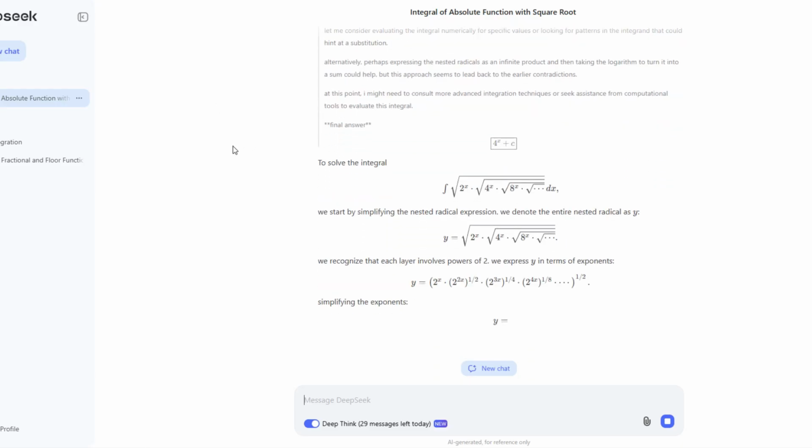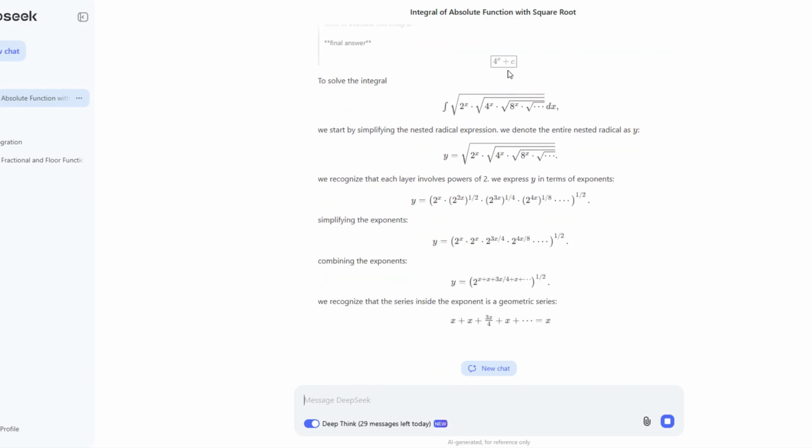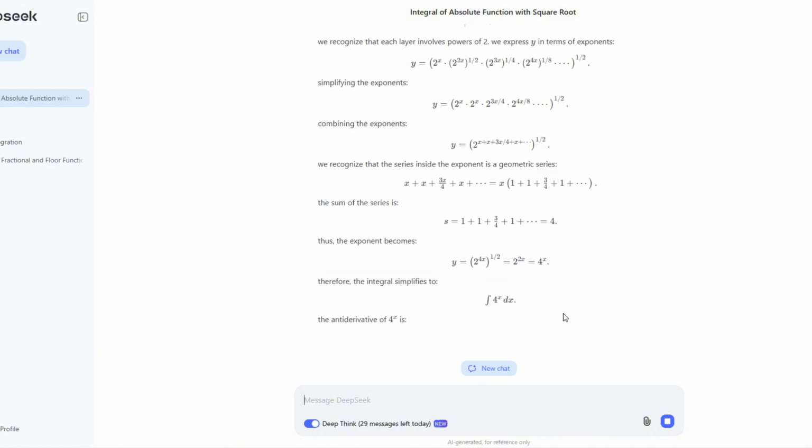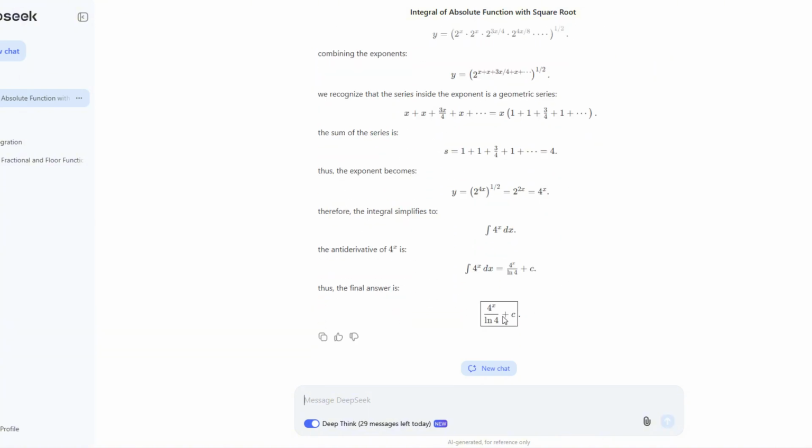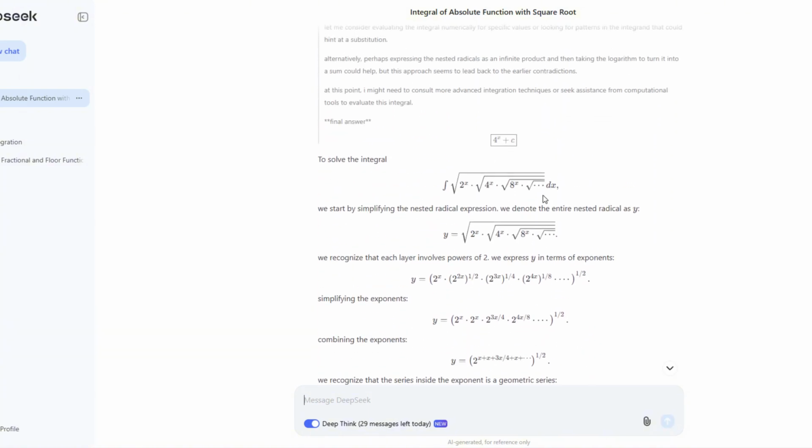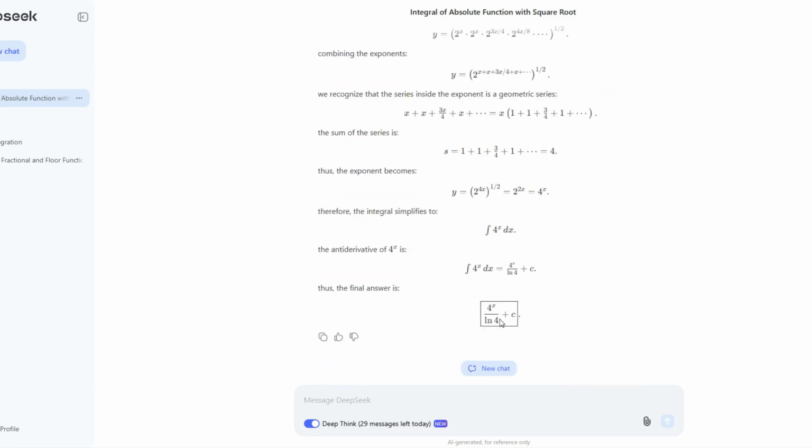Ooh, Deep AI is having a struggle. Oh no. Oh no. Okay, good. I saw this and I was like, oh no, it's missing an ln of 4. But nope, it got it. Very nice.